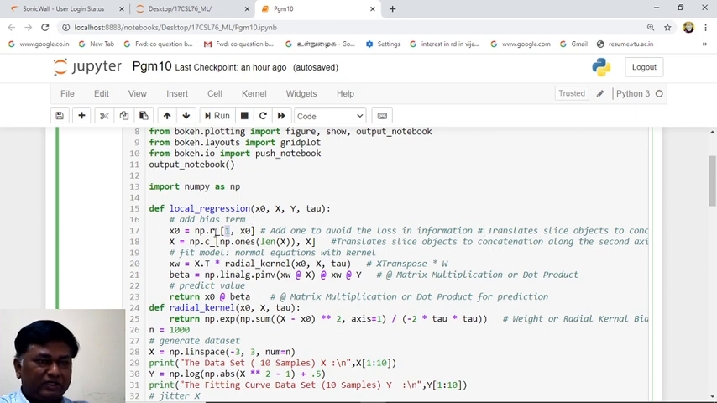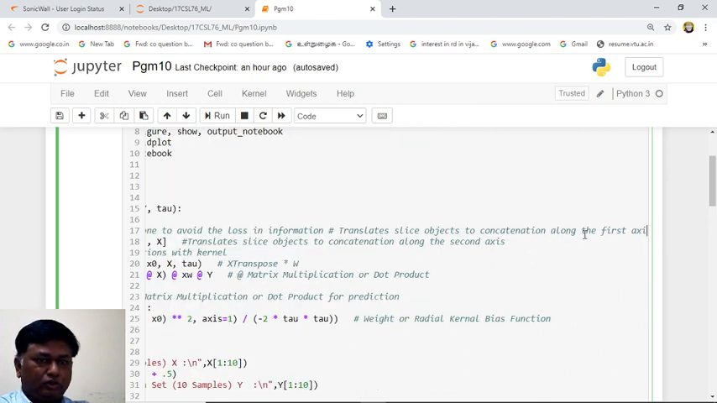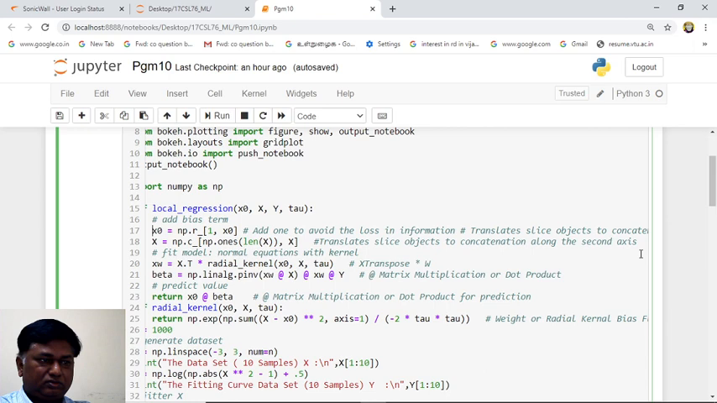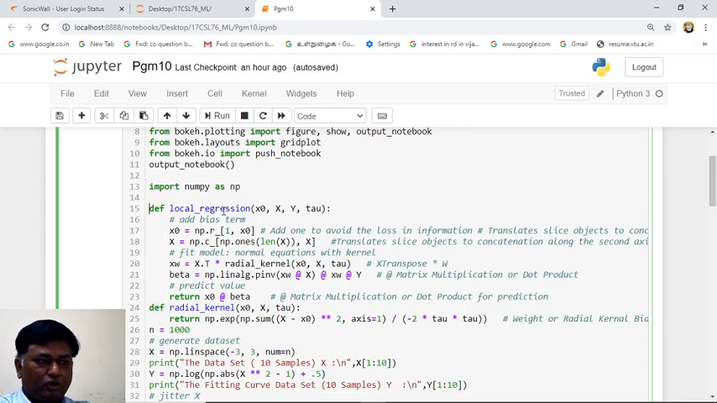And what exactly is this underscore doing? It slices the object to concatenate along the first axis. We have seen the graph. First local regression will be drawn, then second local regression, third local regression. So all these are combined. So this underscore indicates it combines along the first axis. This C indicates translate slice object to concatenate along the second axis. So this is your bias value, this is your input value, x value.